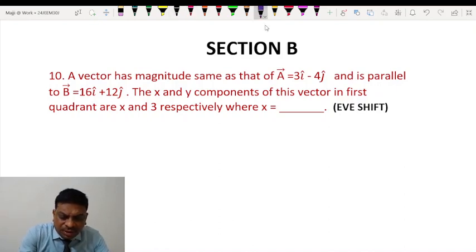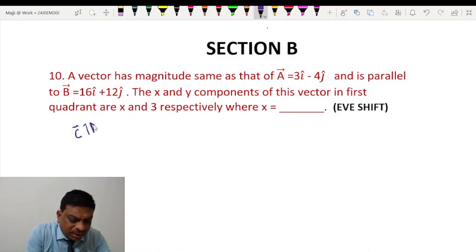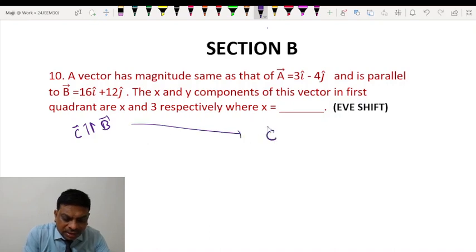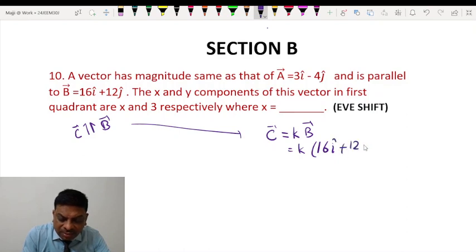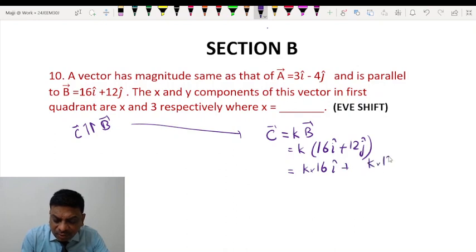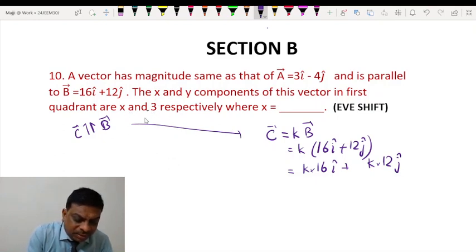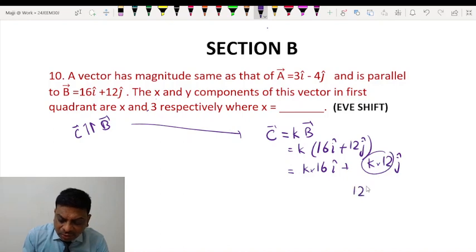The first thing that comes to our mind is, let us say that the new vector is C. So if vector C is parallel to vector B, then I can write vector C as some coefficient, let us say k times vector B, where k is a constant. So vector B is 16 i cap plus 12 j cap. So I have k into 16 i cap plus k into 12 j cap, of which it is clearly given that the x component is x and y component is 3. So 12k is equal to 3. So what is k then? K is equal to 4.